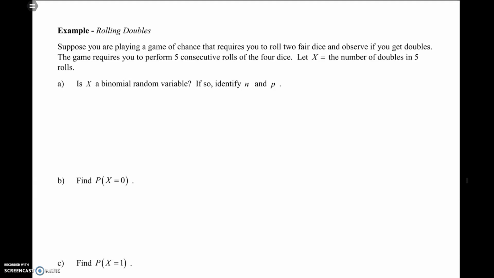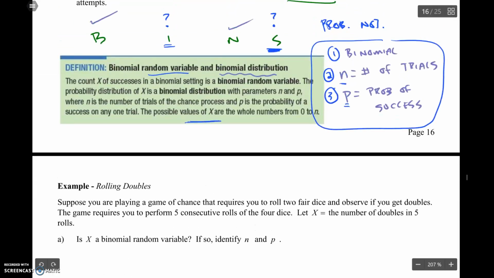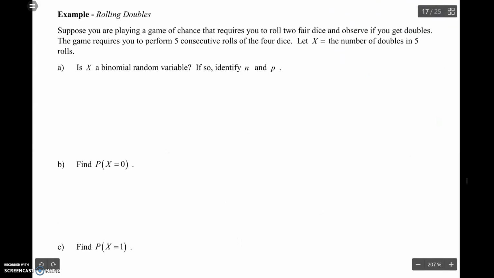All right, so let's try to develop the formula for this binomial distribution because it is so common. Suppose you're playing a game of chance that requires you to roll 2 fair die and observe if you get doubles. The game requires you to perform 5 consecutive rolls of the 4 dice.